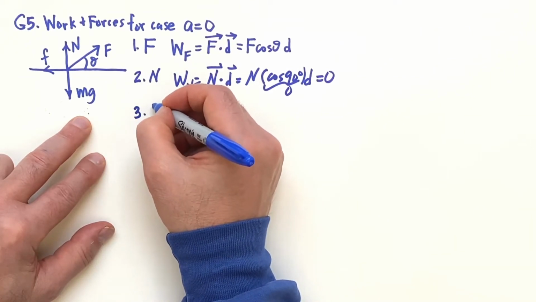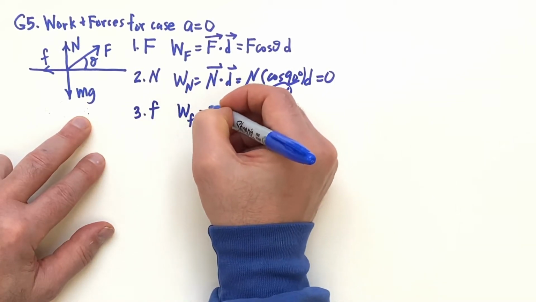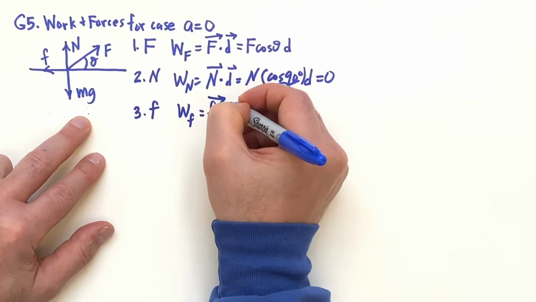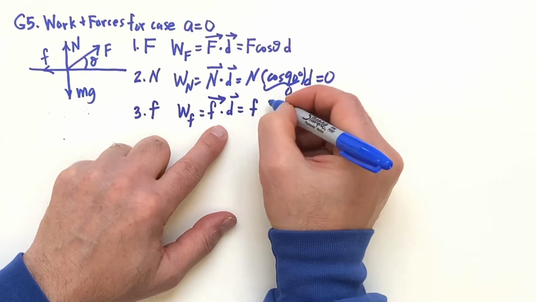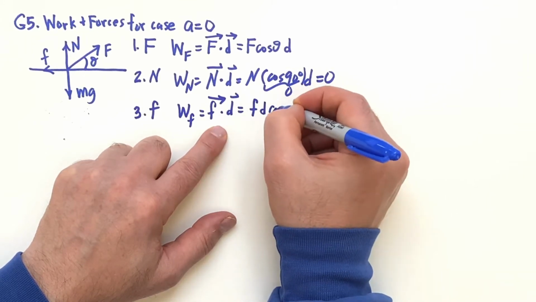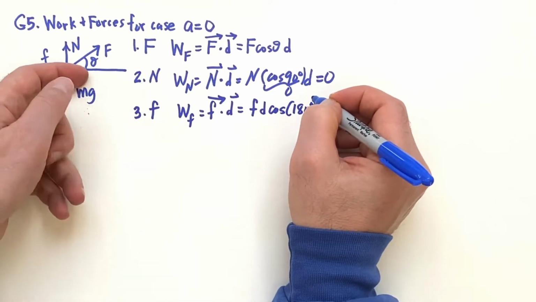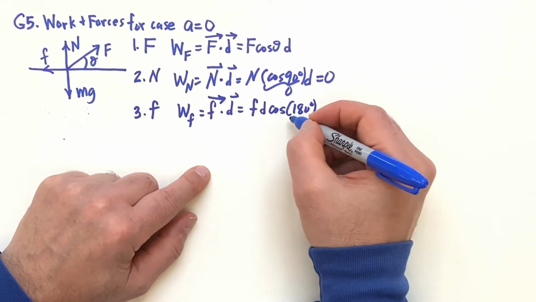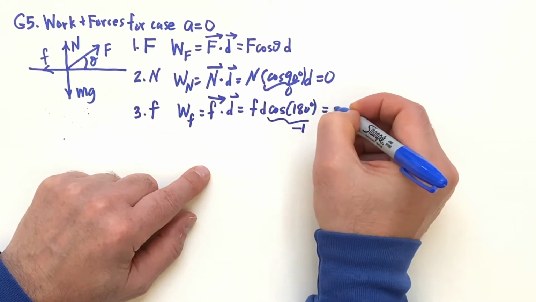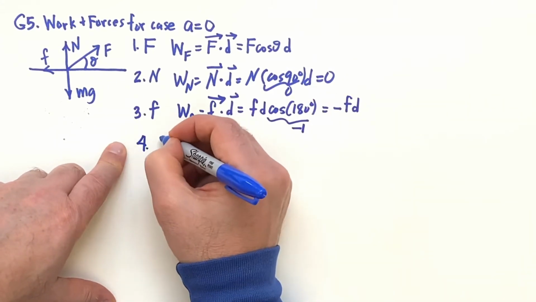3, if we go with the frictional force, then we set it up the same way, little f dot d, and here you have little f. You can put the magnitudes down first and then the angle, whatever your preference. This is 180 degrees, since I'm going to the right and the force is going to the left, and the cosine of 180 degrees is -1. So that's negative f d.